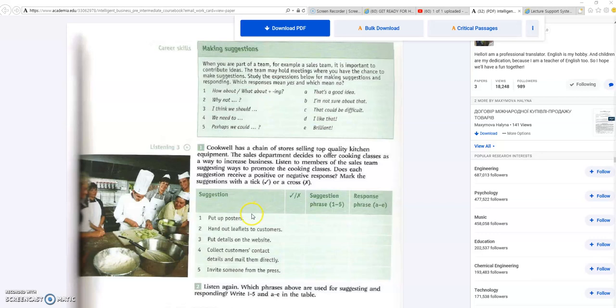Okay, so what was it? Was it a positive response or a negative response? The person said, that's a good idea. So the response was A, and it's positive. Speaker three, I like that. That's another positive response, isn't it? And of course, we need to put details on our website. Need to.